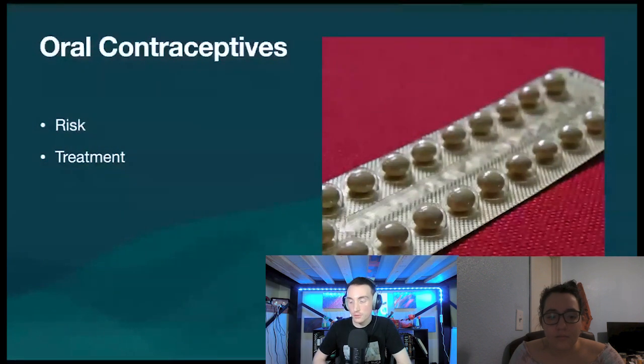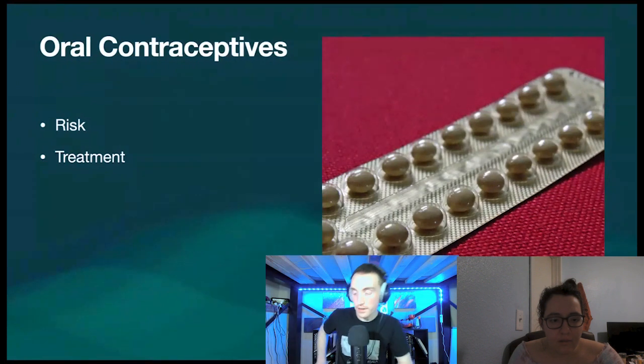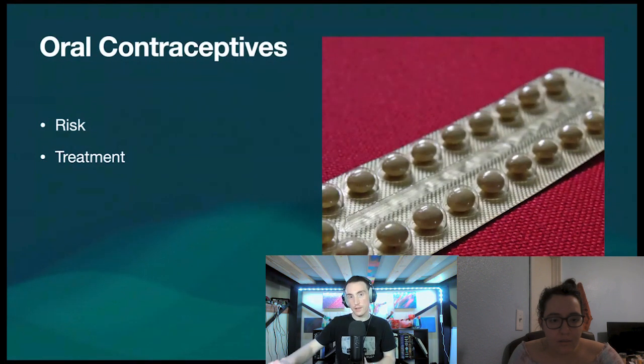And for some women using oral contraceptives, they may have a higher risk. There are some factors that can increase your risk, and that is being older than 35, being a smoker, having hypertension, diabetes, migraine with aura, hypercholesterolemia, obesity, and/or prothrombin mutation. So genetic factors can also increase your risk if you're taking oral contraceptives.